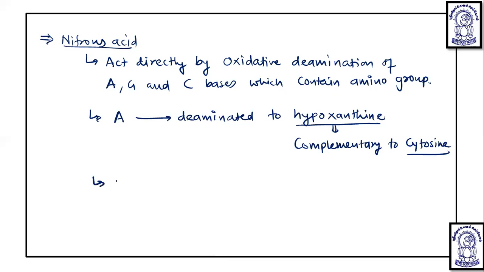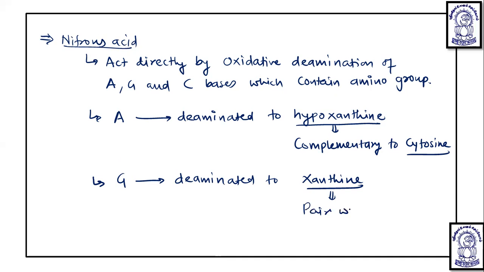Same way, it is known that guanine is deaminated to xanthine, and this xanthine pairs with cytosine. So here the major mutagenic effect is not going to be observed because guanine itself pairs with the cytosine and its modified xanthine is also going to pair with the cytosine.